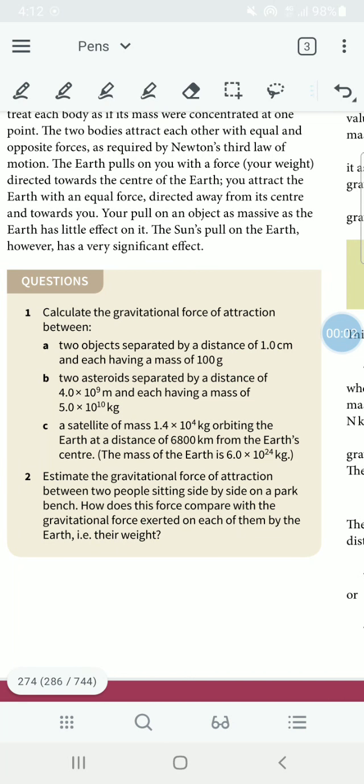Physics, Chapter 18, Question number 1. Calculate the gravitational force of attraction between two objects separated by a distance of 1 centimeter and each having a mass of 100 grams. That is part A. Let's see how to do it.